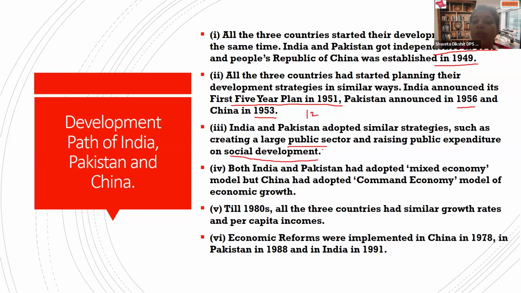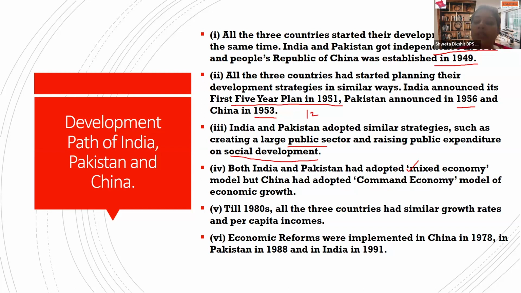This is very, very important to remember: all these three economies gave dominance to the public sector. Now, other than this, when it came to deciding what kind of economy we should be, I had already mentioned in chapter 2 that when India decided to be a mixed economy, there were certain reasons. In the same way, Pakistan adopted a mixed economy system. I repeat, children, Pakistan also opted for a mixed economy system, whereas China was a little different.